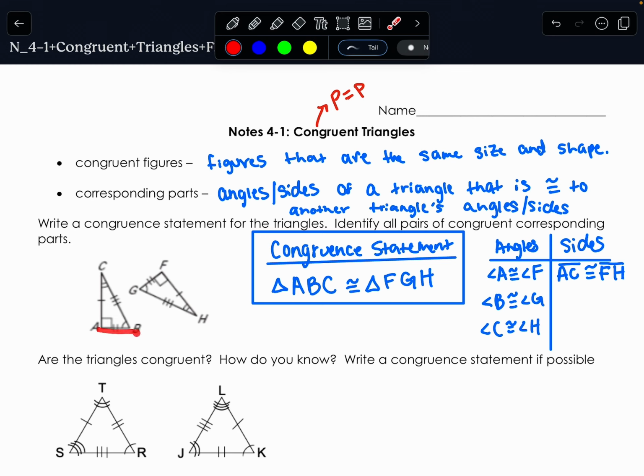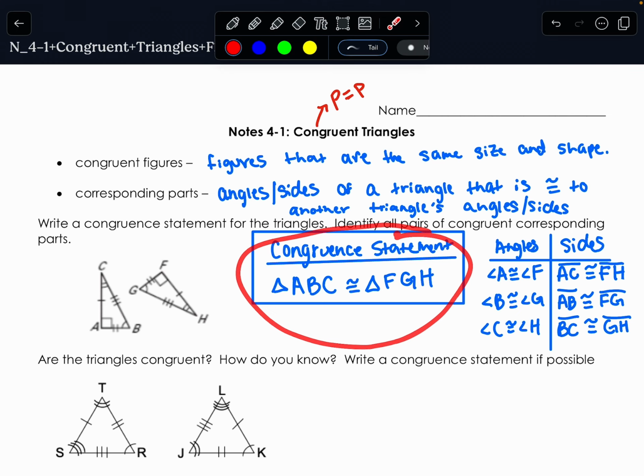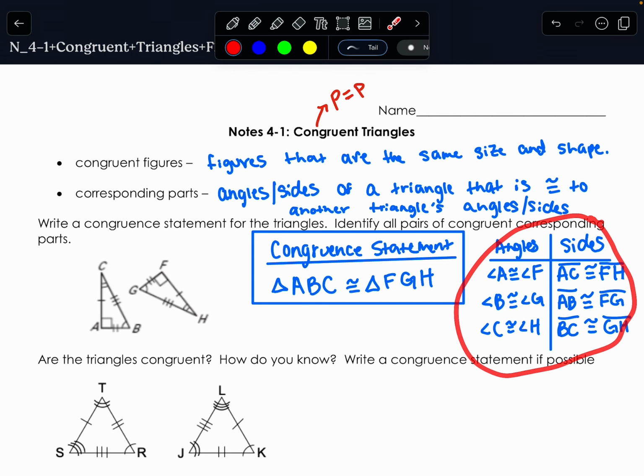So now pick a different side. We can pick side AB this time. So AB is congruent to FG. And now the last side with these 3 tick marks, BC, it's congruent to GH. And that's it. So again, congruency statement, you're just matching up the triangle with the other triangle. Order does matter on the second one. And then corresponding parts, match up the angles, then match up the sides.